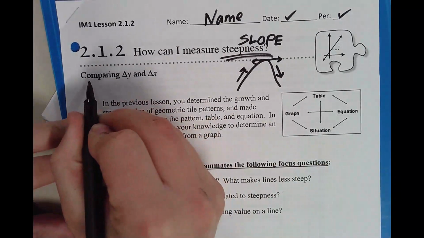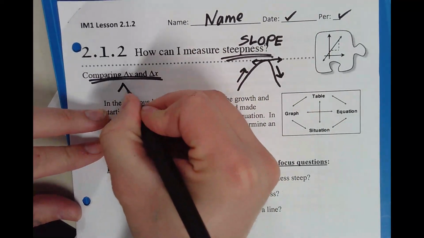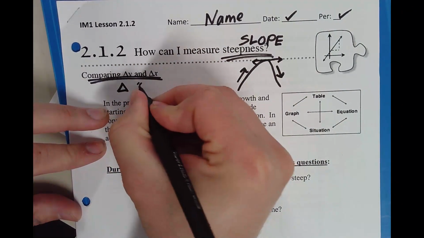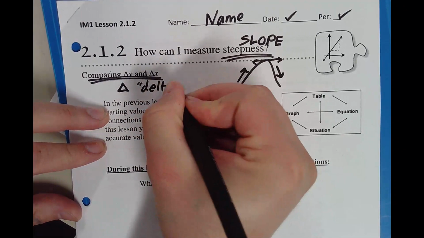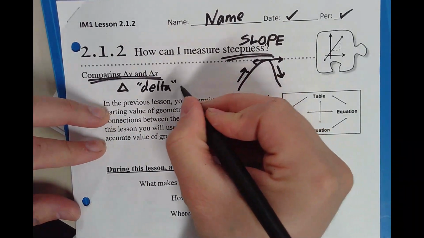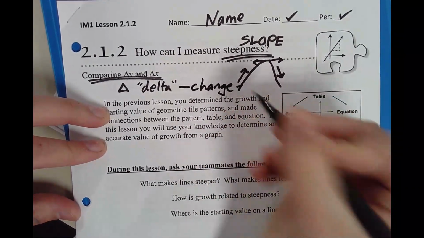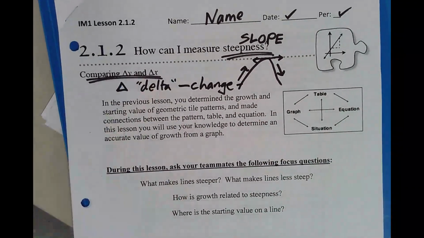So this lesson talks about comparing change in y over change in x. Yes, the word delta, you can write this down if you didn't write it yet. Delta is a Greek letter that represents change. So change in y and change in x.